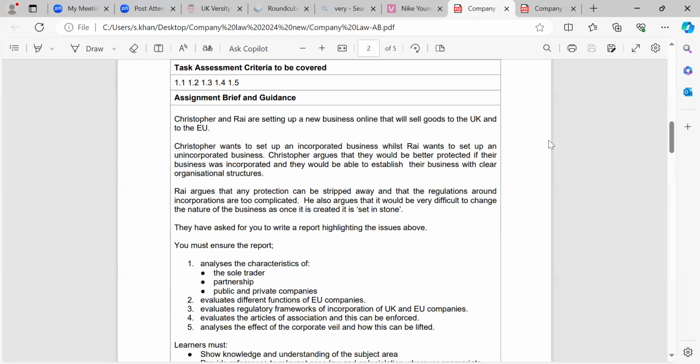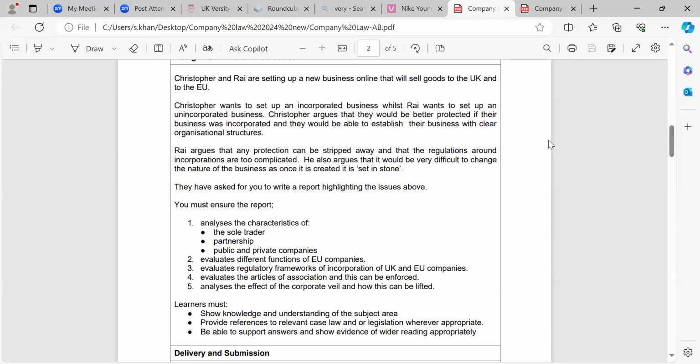So Christopher and Ray are setting up a business online that will sell goods to the UK and to the EU. Christopher wants to set up an incorporated business, whilst Ray wants to set up an unincorporated business. Christopher argues that they would be better protected if their business was incorporated, and they would be able to establish their business with clear organizational structures. Ray argues that any protection can be stripped away and that the regulations around incorporations are too complicated. He also argues that it would be very difficult to change the nature of the business, as once it is created, it is set in stone.